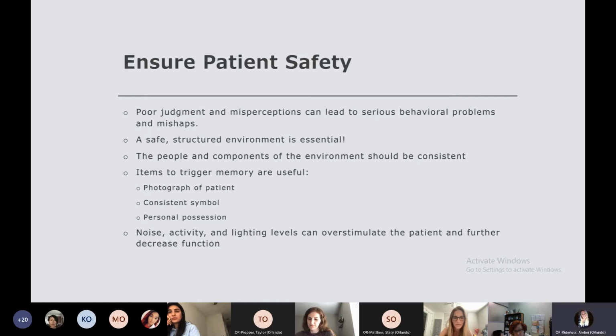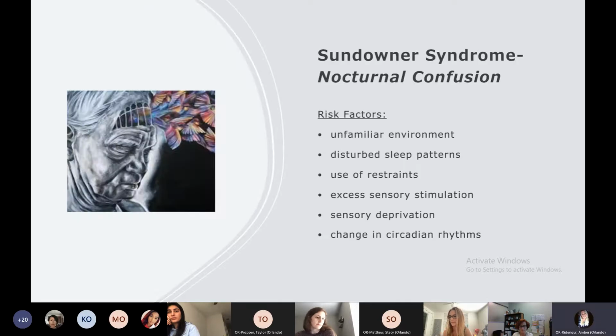that's a recommendation. And then you can use items to trigger memory. For example, a photograph of the patient, a consistent symbol, something that you can put on their door, even a personal possession. And then noise, activity, and lighting levels can be overstimulating to them, and it can decrease their function more. So got to reduce those.